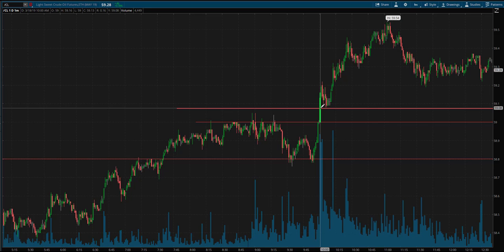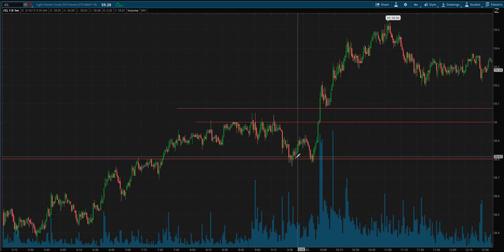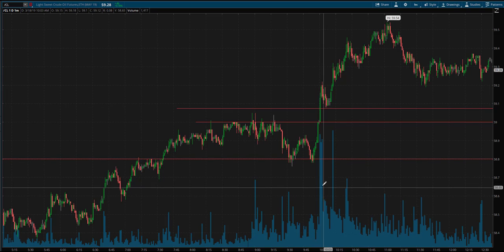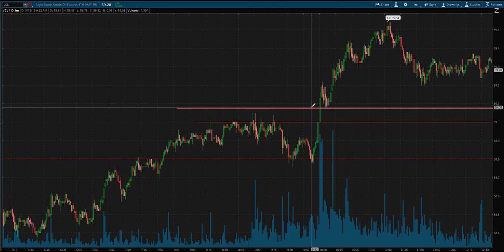Because I'm willing to offer it higher once the market has proven to me that it's ready to move higher. If for some reason we break under this 58.80 level here, and I never get filled, then what's essentially happened is I've kept myself out of a bad trade.